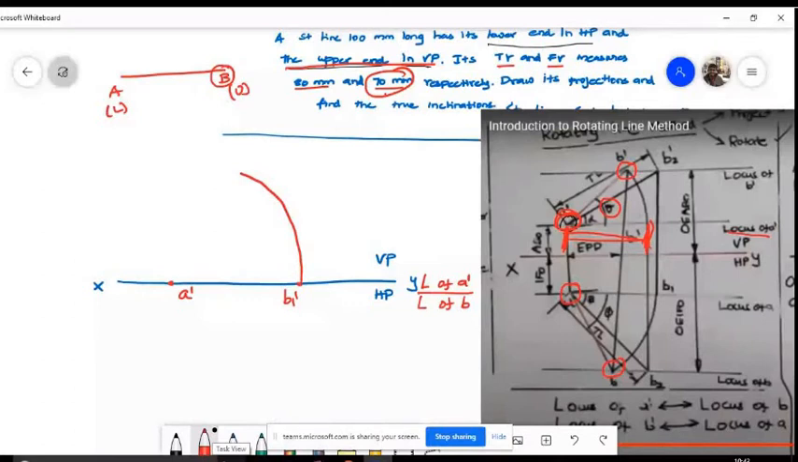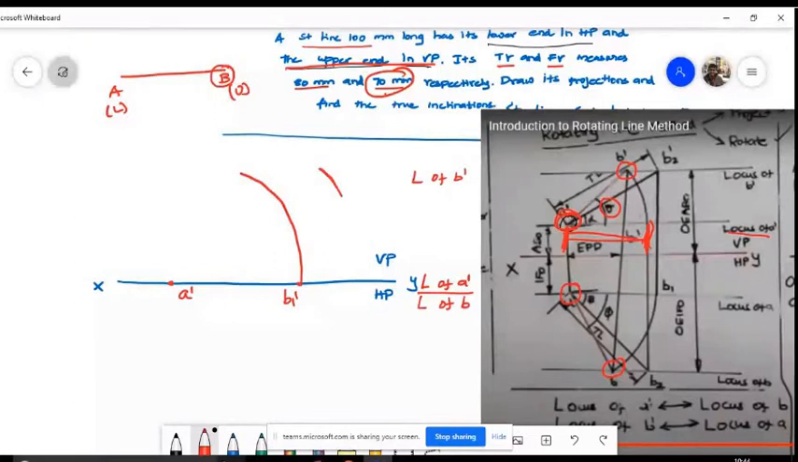Next, let's take the true length, that is 100 mm. Keeping this as center, let me mark 100 mm somewhere here. I don't know the position exactly, but I'll mark the 100 mm. My question is, if I have the true length here, what will I do? Assume that I have an imaginary true length here in the front view. What will I do? I'll project and rotate, right? Yes, sir. So this will be my locus B dash.